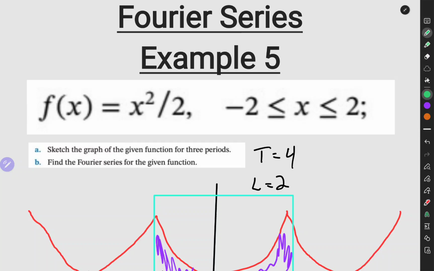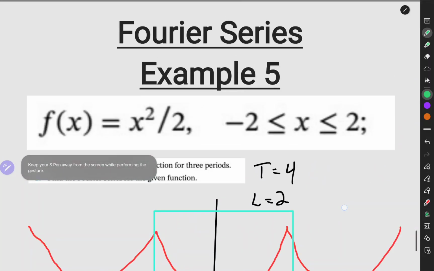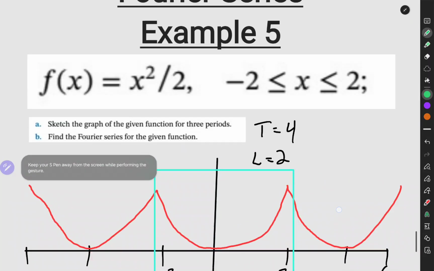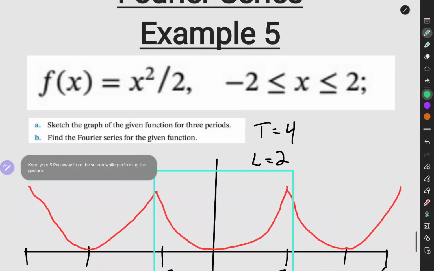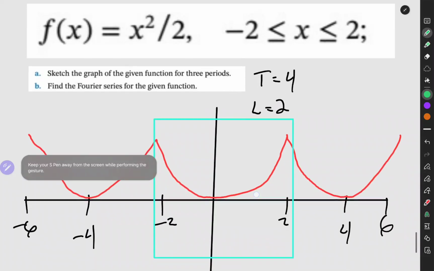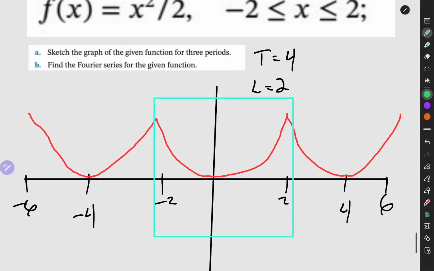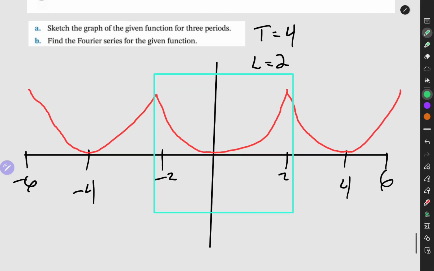Oh, I forgot to erase all this. Well, that's fine. You get the idea here. We have from -2 to 2, just like the last one, except we only have one function instead of two. It's not piecewise. Period is 4, length is 2. If we graph this, we know what x squared over 2 looks like. That's what the graph looks like. I did it for 2 periods, not 3.